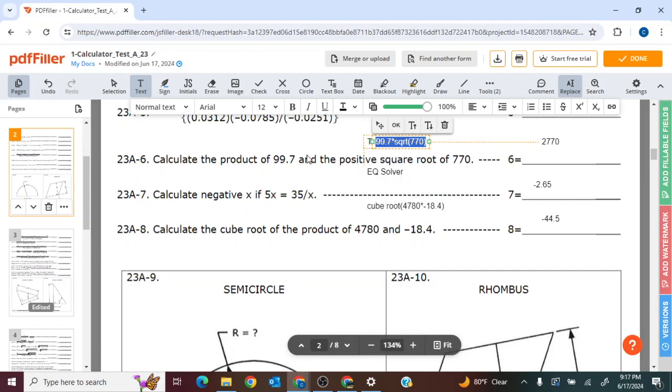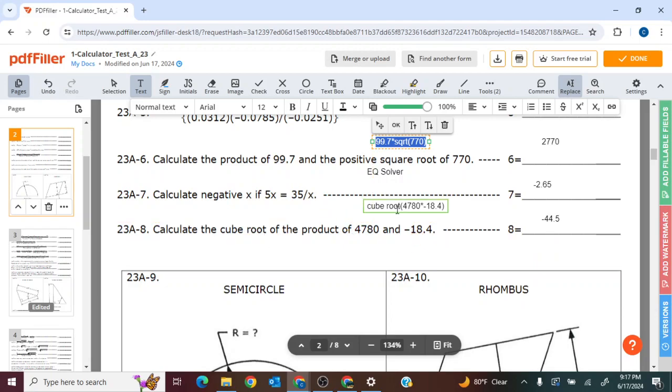Put into your calculator product of 99.7, square root of 770. This is an EQ solver problem. Go to Math, scroll up, Numeric Solver, put it in this equation, and get the x value of negative 2.65. Make sure that your guessed value is also negative, or else it won't cross this asymptote right here.